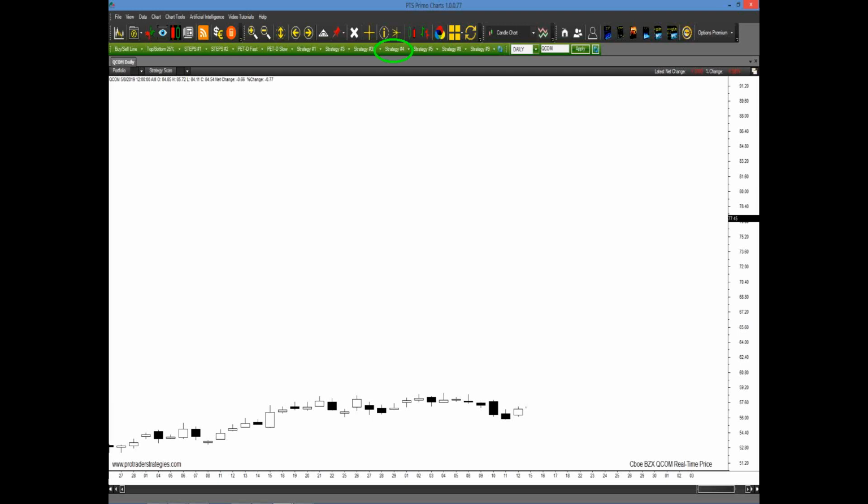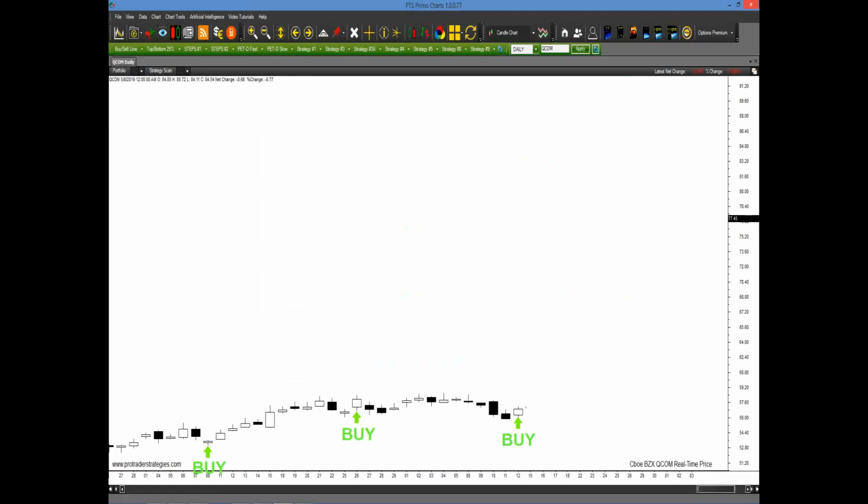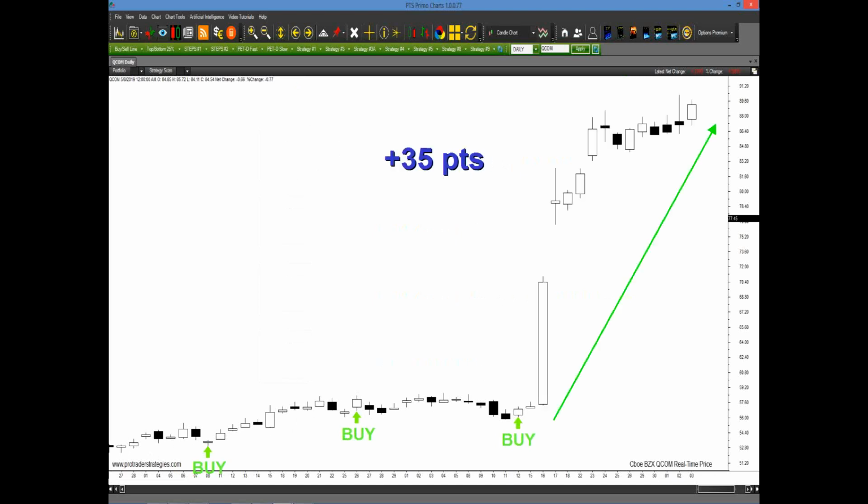So let's say you spot one or so many signals here on this chart in front of you, okay? In order to check your work to see if you're properly identifying them, you click on Strategy 4. In the drop-down menu, click on Signal Arrows, and you'll see that you were right. You actually had 3 signals that were generated here, okay? Now, as you can see, you had one earlier in the month. You had a couple of months later, but ultimately you had a 35-point gain with this.